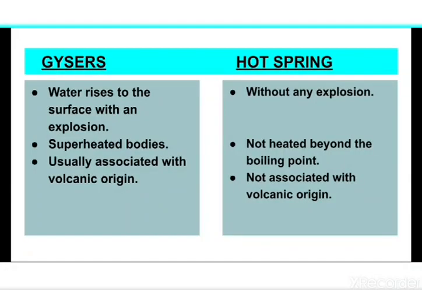So first is geyser. A geyser is a fountain of hot water and steam that escapes when underground water comes into contact with hot volcanic rock. For example, Old Faithful in Yellowstone National Park. It is also a good source of power for heating.